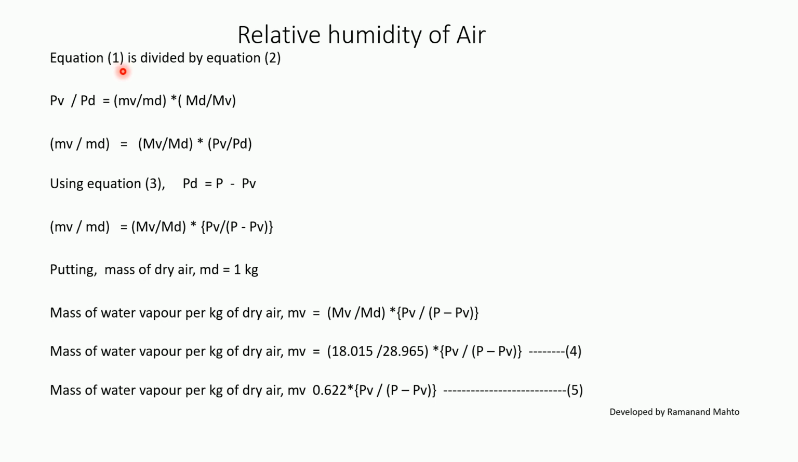Equation 1 is divided by equation 2. So by division of 1 by 2, you will see PV upon PD is equal to small mv upon small md into capital MD upon capital MV. By rearranging, small mv upon small md is equal to capital MV by capital MD into PV upon PD. From equation 3, we can write PD is equal to capital P, means total pressure, minus PV. So we can write small mv upon small md is equal to capital MV upon capital MD into PV upon P minus PV.